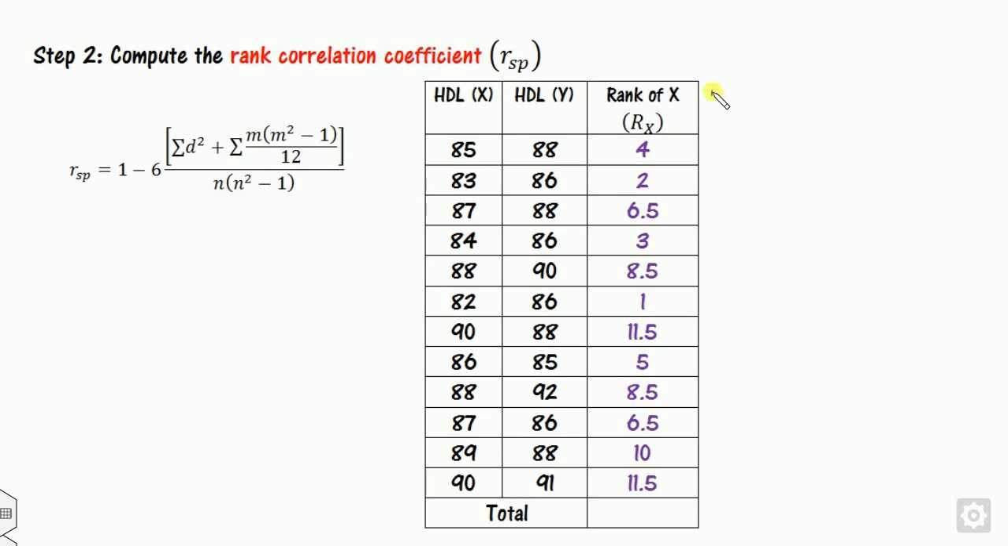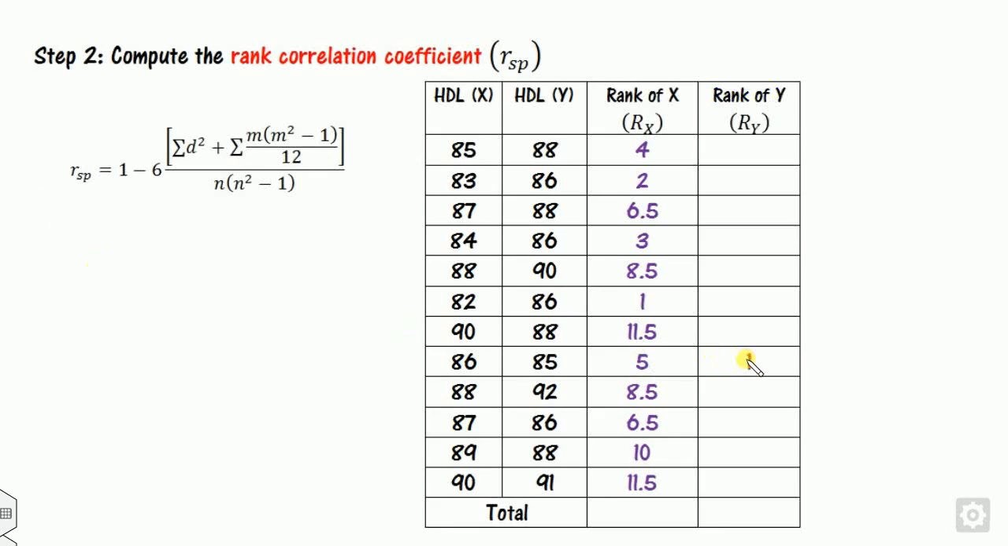Similarly, you can find the rank of Y also. How do you find the rank of Y? What is the smallest number? 85. Yes, so this is my 1. What is the next smallest number? 86. It occurs 1, 2, 3, 4 times. So it means second, third, fourth and fifth, divided by 4. After solving this, the answer is 14 divided by 4, so this is 3.5. So you can put 3.5 for each of the four 86s.